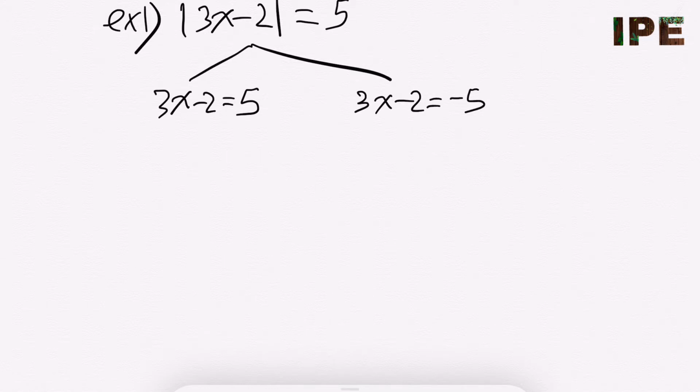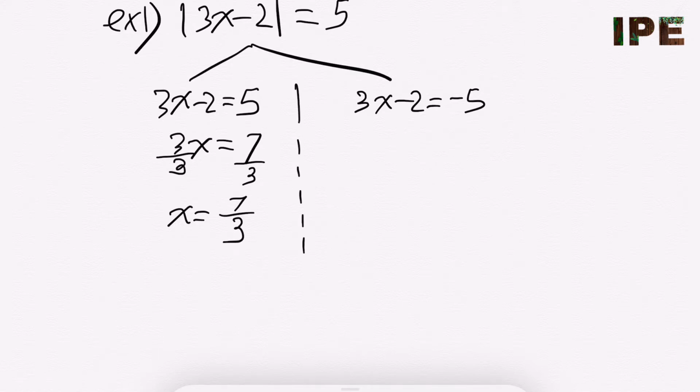If you solve the first equation first, 3x equals 7, because you add 2 to both sides, and then divide by 3. So x equals 7 over 3. Let me solve the second equation. Add 2 to both sides. 3x is going to be what? This part is gone. Negative 5 plus 2 is negative 3. What is x? I'm going to divide both sides by 3. So negative 1 is the answer, right?